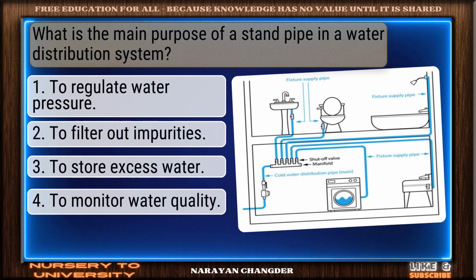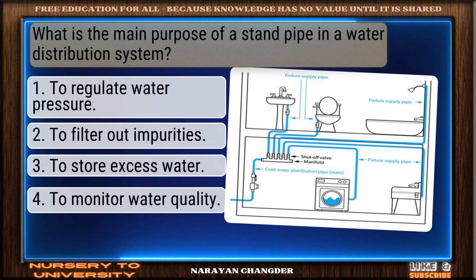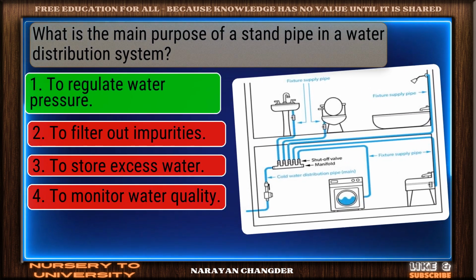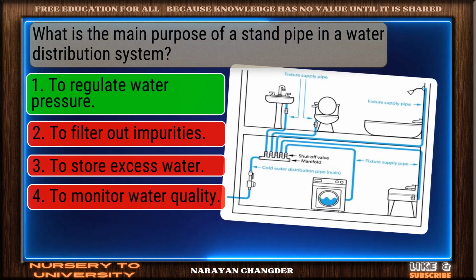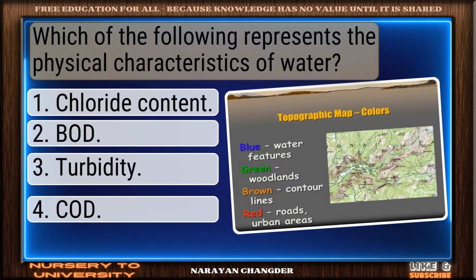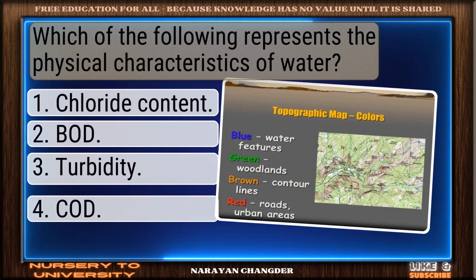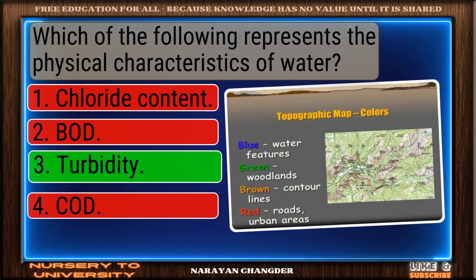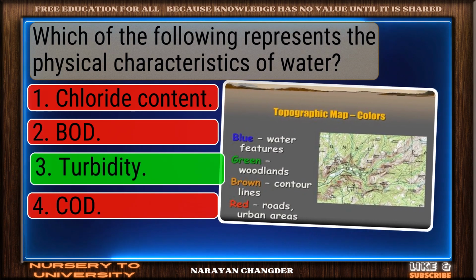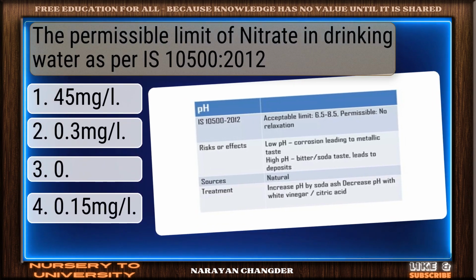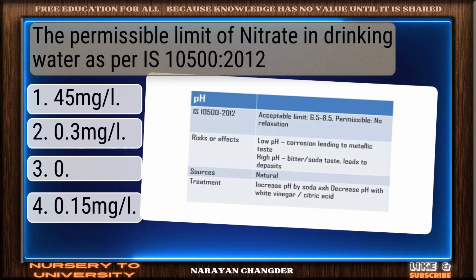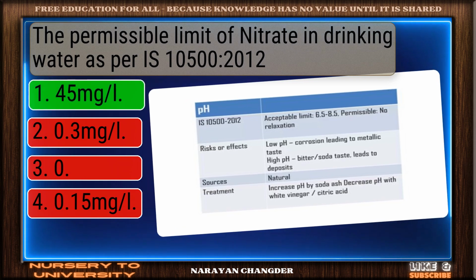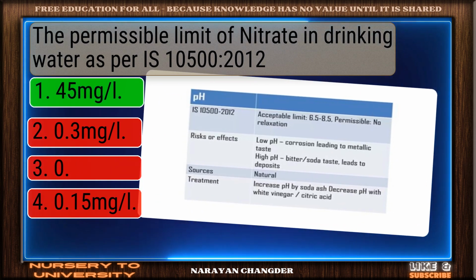What is the main purpose of a standpipe in a water distribution system? Right choice. To regulate water pressure is the best answer. Which of the following represents the physical characteristics of water? Good thinking. Turbidity is the right answer. The permissible limit of nitrate in drinking water as per IS 10500, 2012 is. Sharp thinking. 45 mg/L is the right choice.